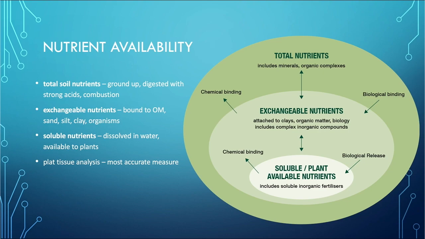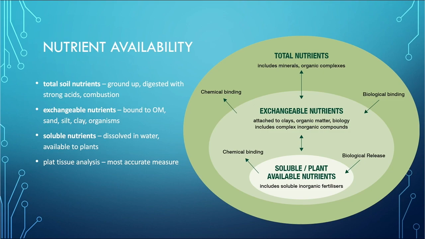But nonetheless, total soil nutrients is when the soil is ground up, digested with strong acids and combustion, and then it gives you the total amount. But that is different from exchangeable nutrients, which are bound to organic matter and the sand and the silt and the clay and the organisms. So they're the ones that can do that exchange that we talked about earlier, where they can be moved in and out of soil solution depending on their absorption to different materials. Then there's soluble nutrients, which are actually dissolved in water and available to the plant. So that's the only thing that we're concerned with.